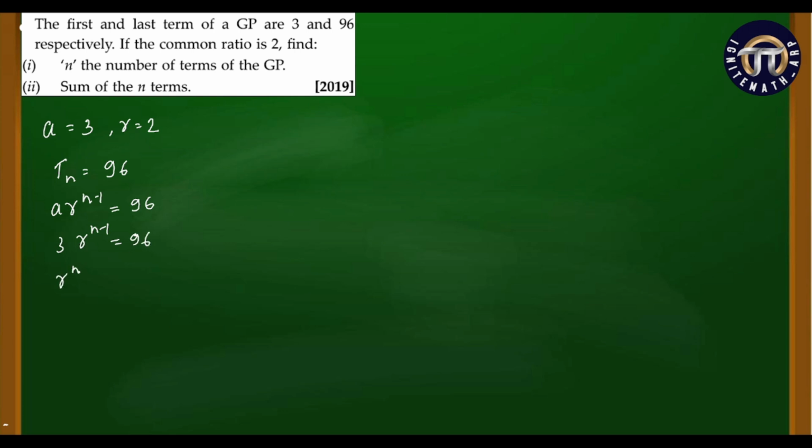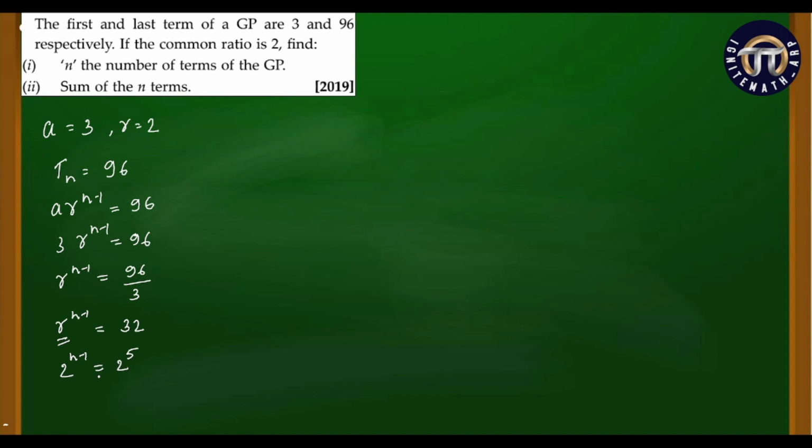So r to the power of n minus 1 is equal to 96 divided by 3. R to the power of n minus 1 is equal to, I can write this one as 32. So here r is given to you as 2, so I can replace it. 2 to the power of n minus 1 is equal to 2 to the power of 5. 2 to the power of 5 is nothing but 32.